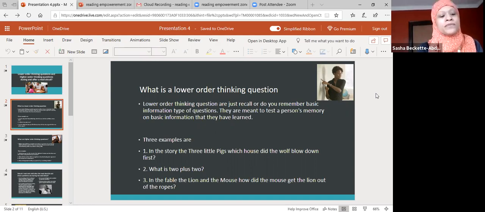Number 2, another lower order thinking question is, what is 2 plus 2? Simple, right? Straight answer, basic: 4. Number 3, in the fable The Lion and the Mouse, how did the mouse get the lion out of the ropes? A child would answer, by chewing on the ropes. So real simple. Like I said, those are what are called lower order thinking questions.